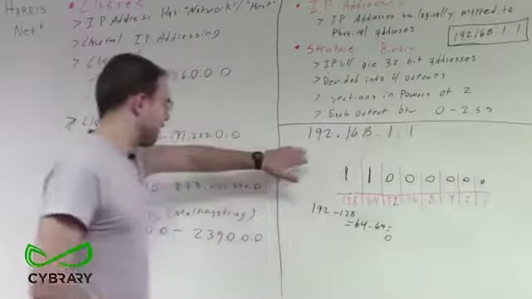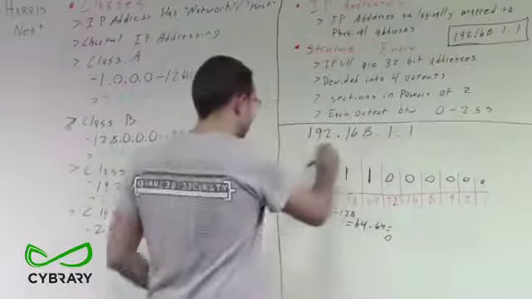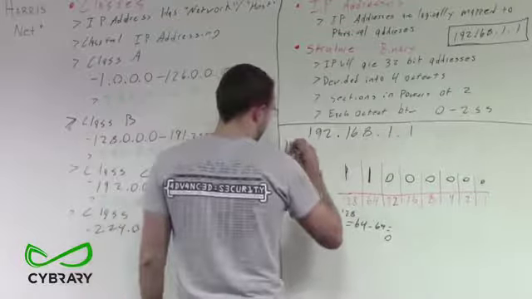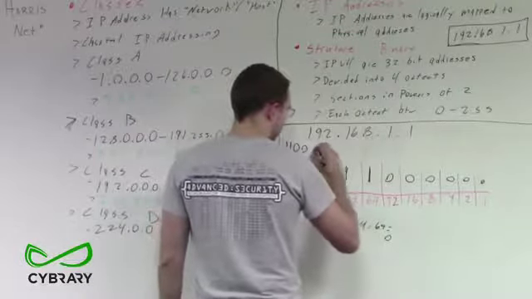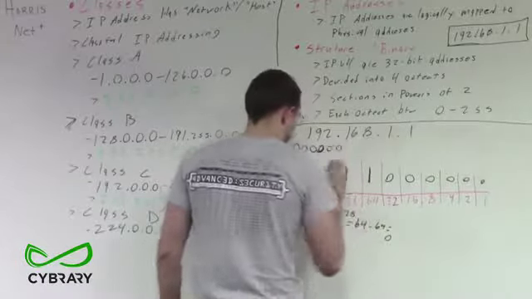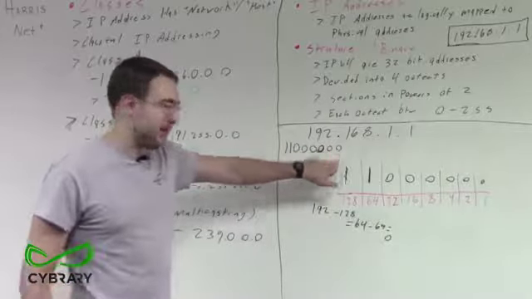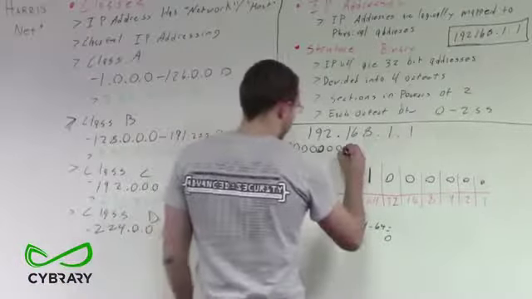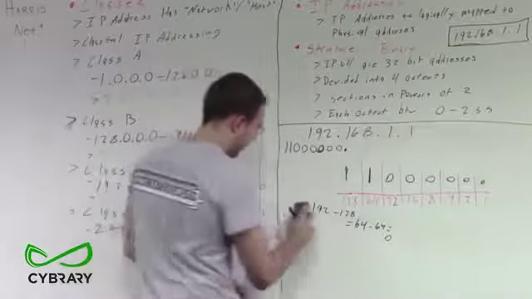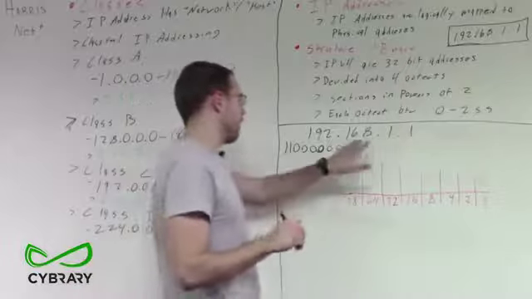So the rest of these are going to be zeros. That means the first octet for our 192.168.1.1 is going to be 11000000. That's going to be our first octet, 1, 2, 3, 4, 5, 6, 7, 8. Now our next one, our 168. So let's go ahead and clear our chart back out.